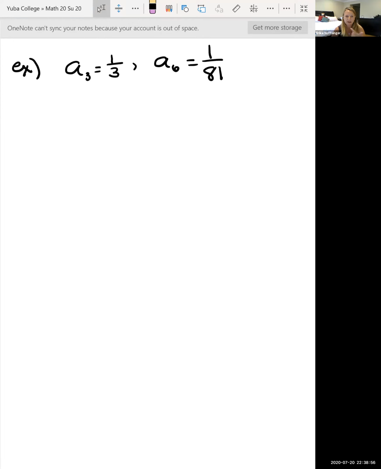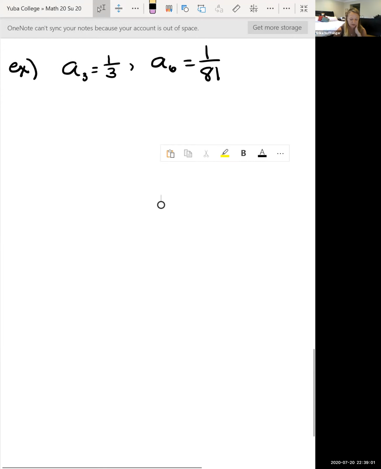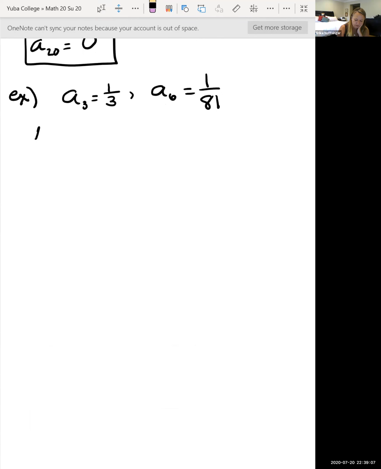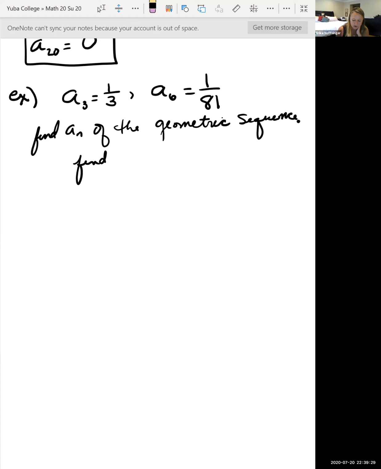Okay, so we're given two terms. Fortunately, they're not two terms that are right next to each other. We're given that it's a geometric sequence, and we want to find a sub n. So for a geometric sequence, it's always helpful to figure out what your first term is and what r is. If we can find a sub 1 and r, then we know a sub n is equal to the first term times r raised to the n minus 1 power.